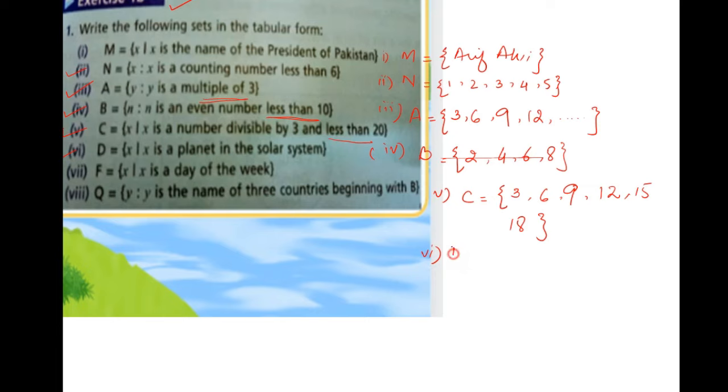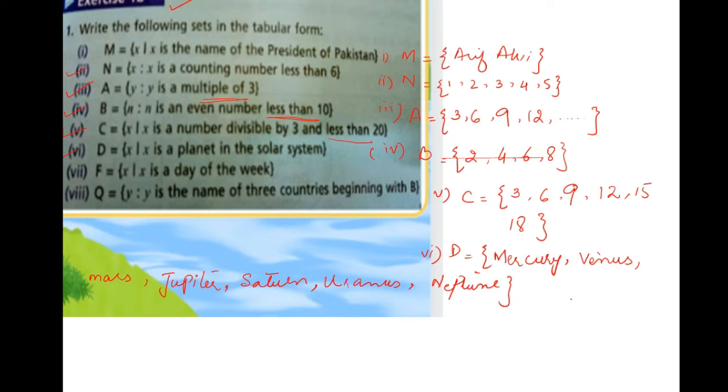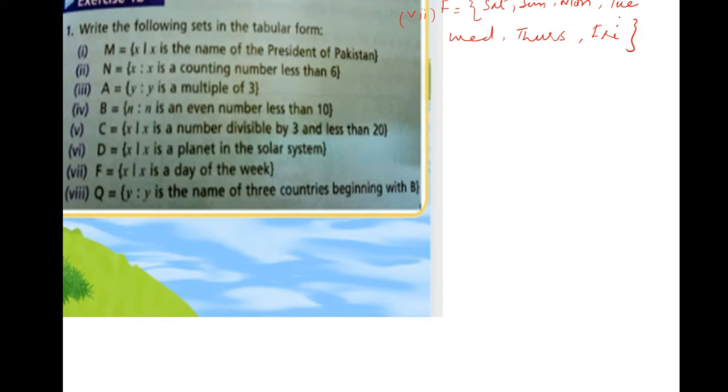We have to write down all planets in the solar system, that is Mercury, Venus, Earth, Mars, Jupiter, Saturn, Uranus and Neptune. Seventh one, F is a day of week: Saturday, Sunday, Monday, Tuesday and Friday. Now the eighth one, 3 countries beginning with B: Bhutan, Bangladesh, Bahrain. Fine. Now afterwards we are going to solve question number 2.